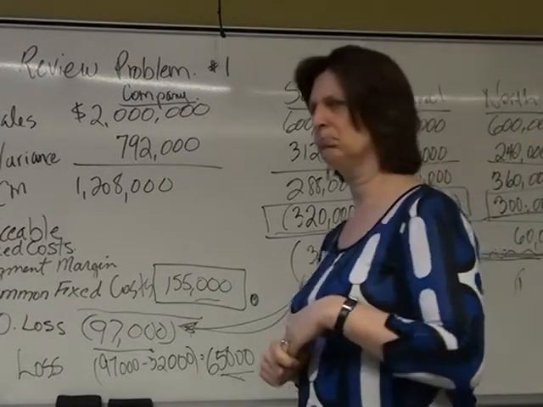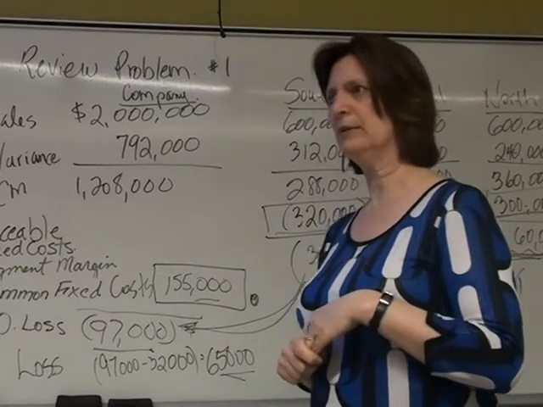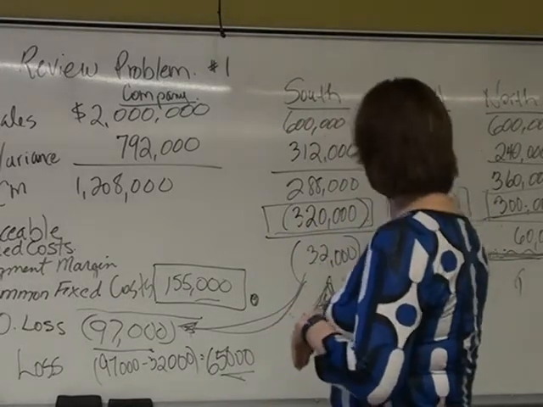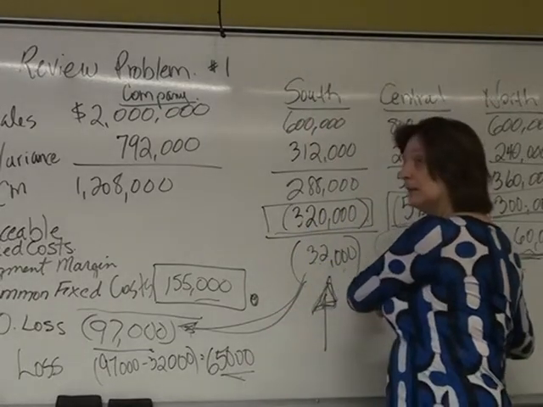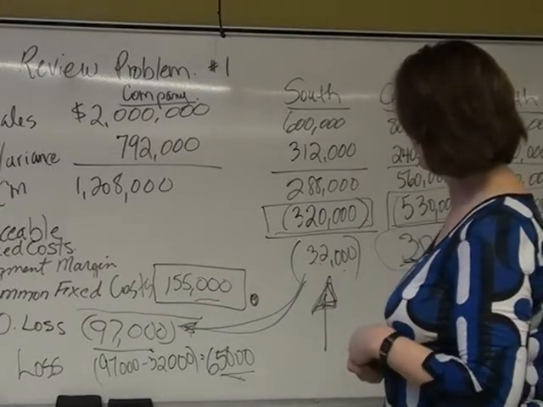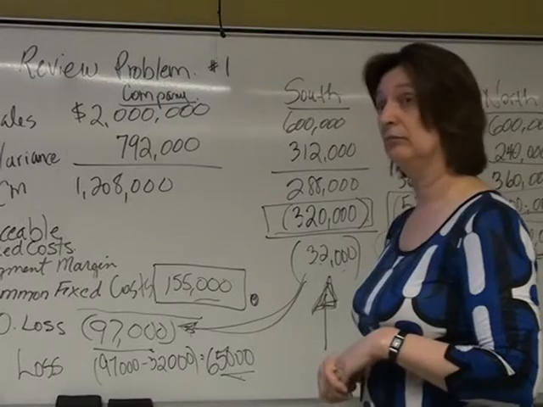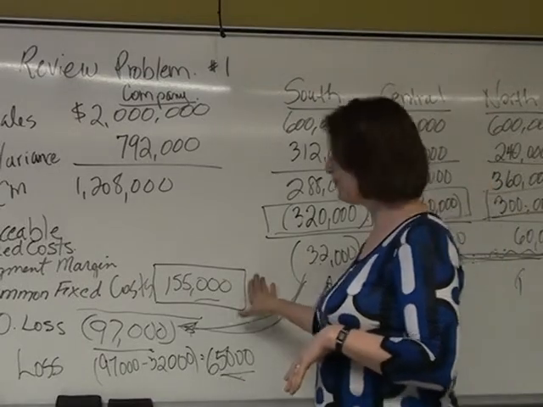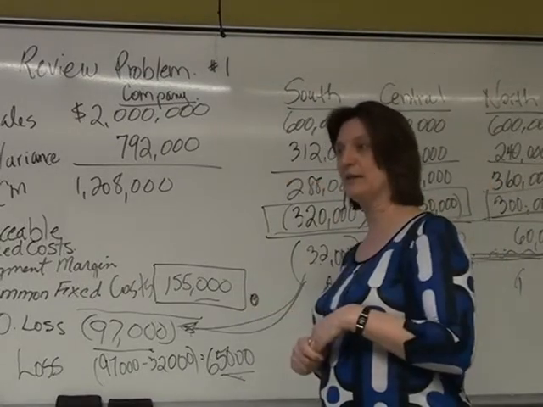You don't allocate the common fixed costs though. Are you asking whether I would ask you to break down 155 into the 3 segments? No. That's the one that you never break down. That's the one you never break down. Okay, correct.